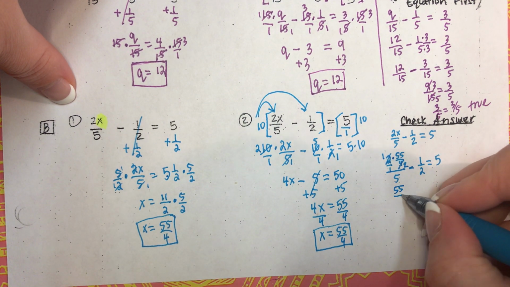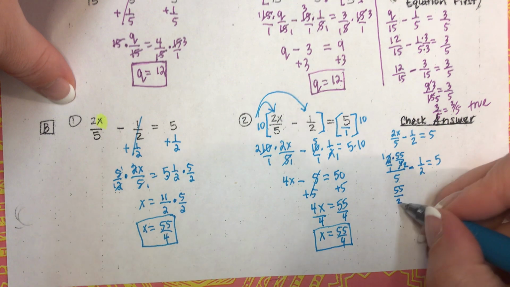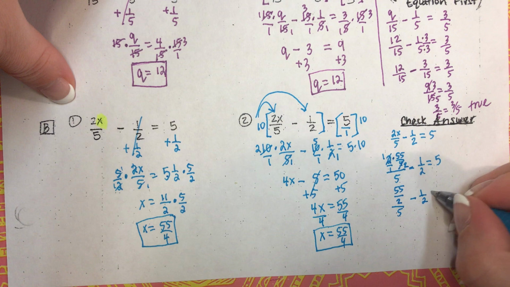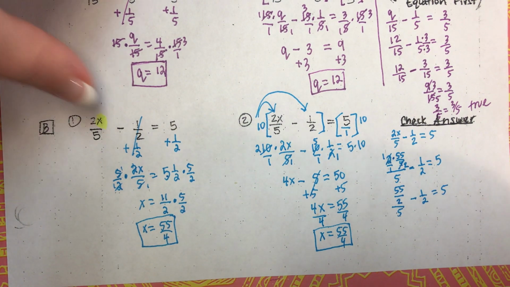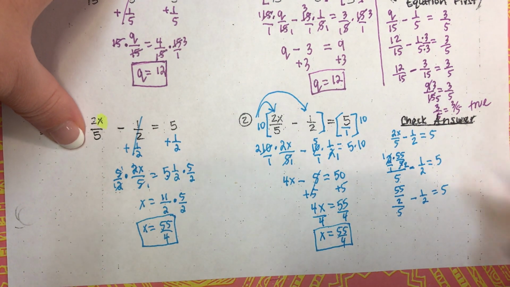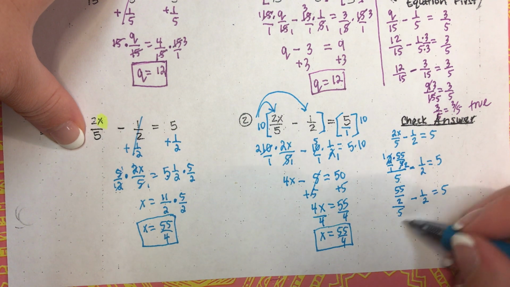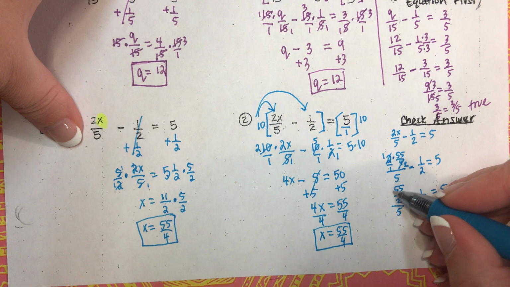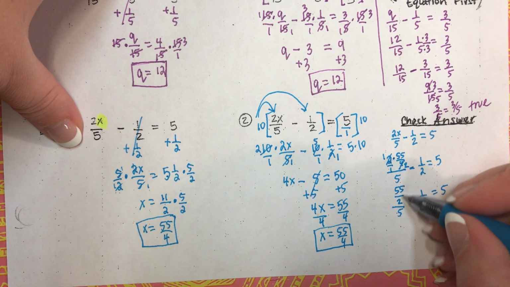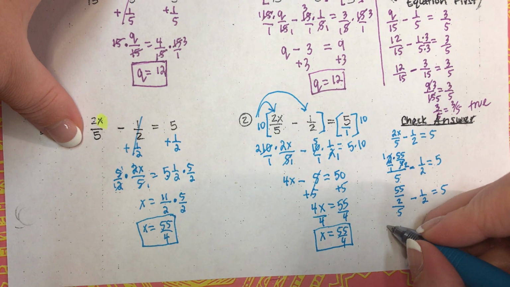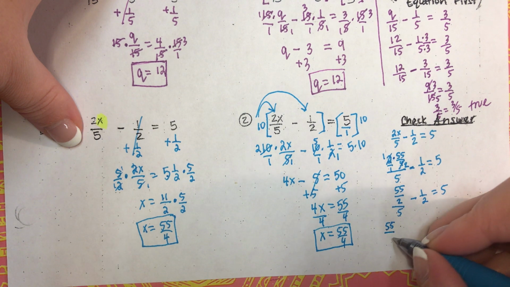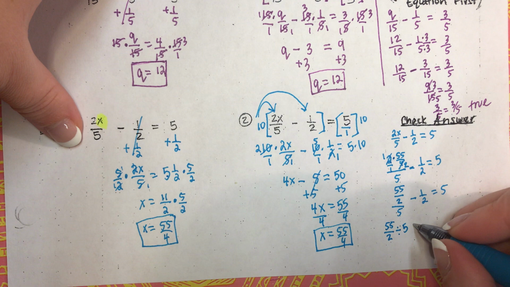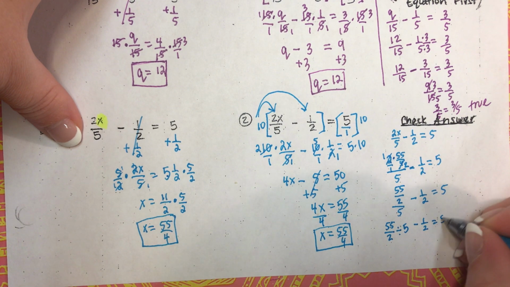1 times 2 is 2, so it's 55 over 2 divided by 5 minus 1/2 equals 5. All right. So I have this complex fraction here, and whenever I get to this point, I just like to go old school with it. And so I'm going to rewrite it like this, 55 over 2 divided by 5, and then rewrite all this other stuff, minus 1/2 equals 5.